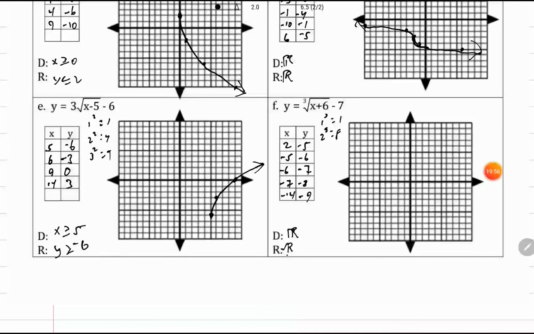So, this is what it looks like. 2, negative 5. And then negative 5, negative 6, all the way over here. Negative 5, negative 6, negative 6, negative 7, negative 7, boom, boom, boom. So this is where it curves like that. And that's where it down curves like that.